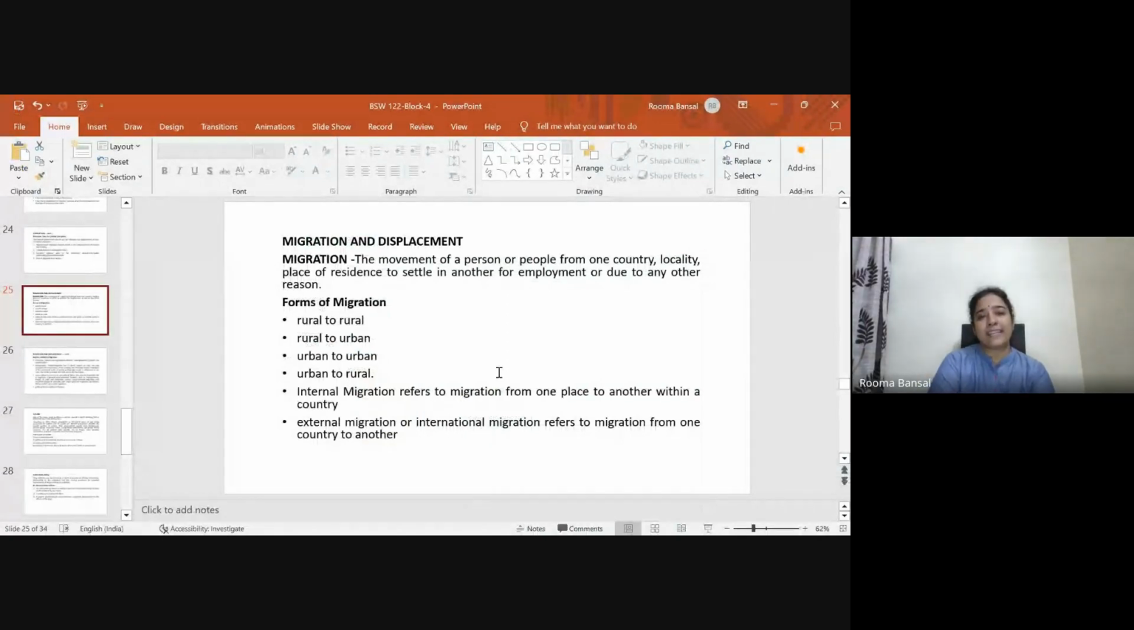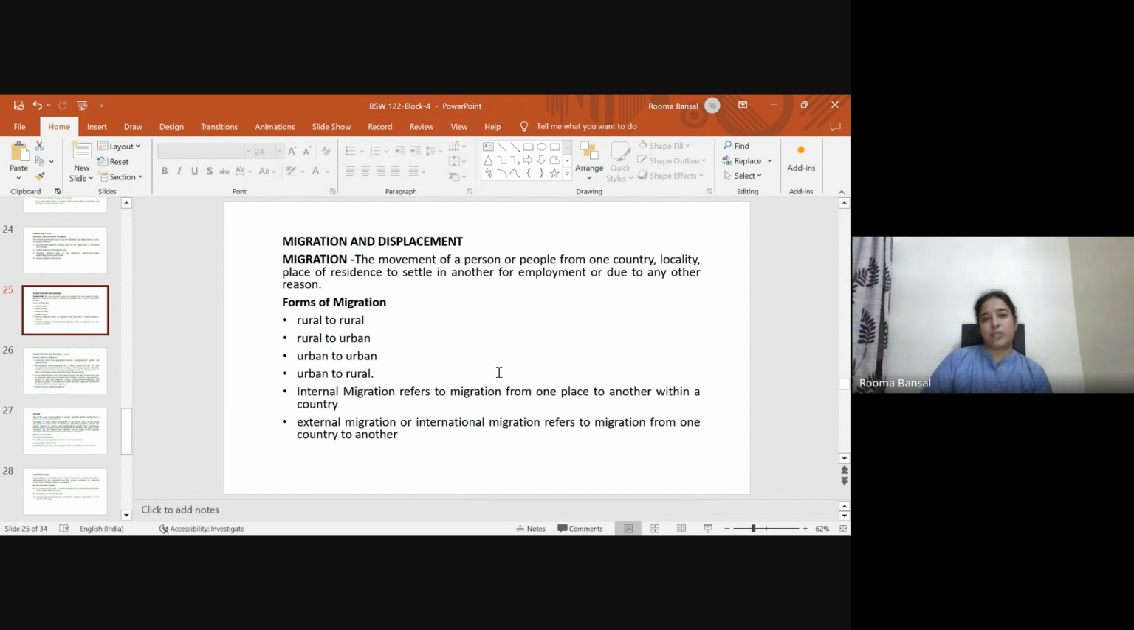Our next point is migration and displacement. Basically, the meaning of migration is the movement of a person or people from one country, locality, place of residence to settle in another for employment or due to any other reason. Migration is generally known as the movement of people or a person from one place to another for employment or any other reason.